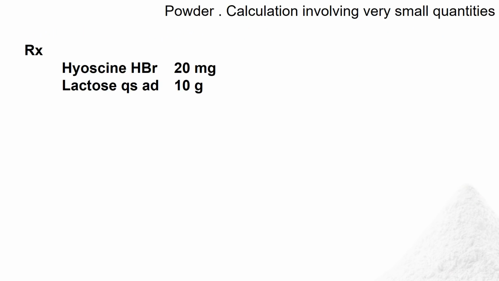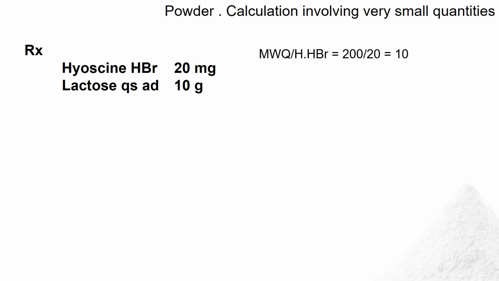First, let's look at an example for calculating small quantities of solid ingredients. In this prescription, you have to prepare a lactose powder containing hyoscine hydrobromide of 20 milligrams. You know that the minimum weighable quantity in our practical lab is 200 milligrams, so to weigh 20 milligrams of hyoscine hydrobromide is impossible.